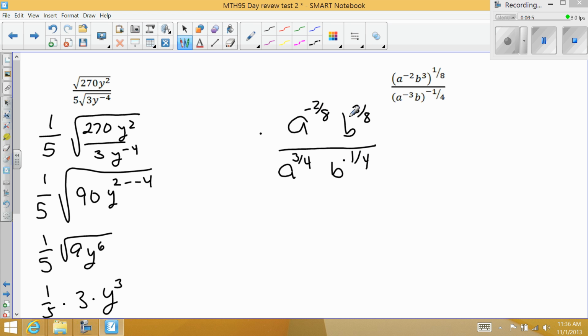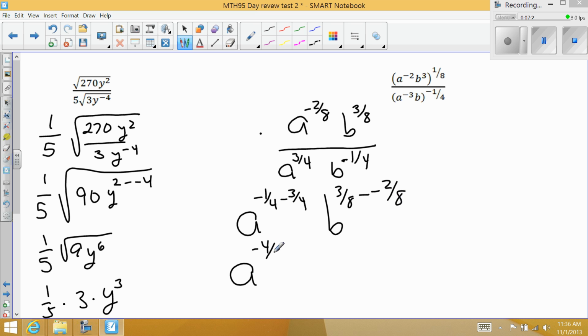So now I've got some like bases that I'm dividing, and again I can subtract the exponents. So I'd have a, that negative 2/8, let's go ahead and reduce that down to negative 1/4, subtract 3/4, and then I have b to the 3/8, subtract the negative 1/4. That negative 1/4, let's make that subtract negative 2/8, changing the 1/4 to a negative 2/8. Subtracting then, I have negative 4/4 and 5/8.